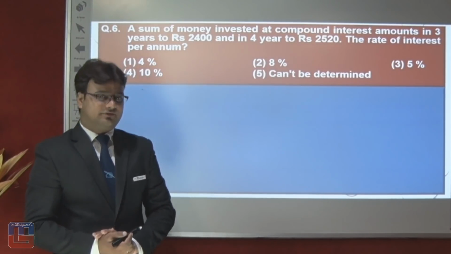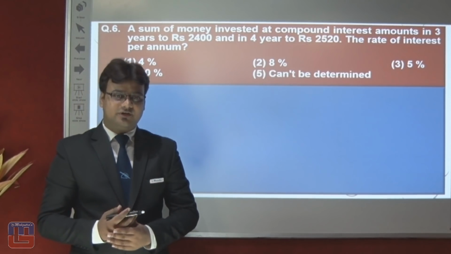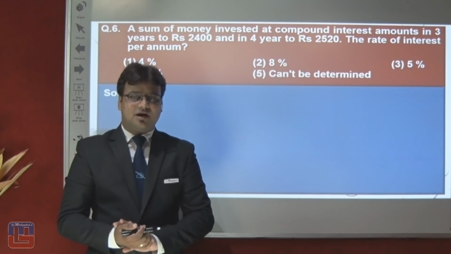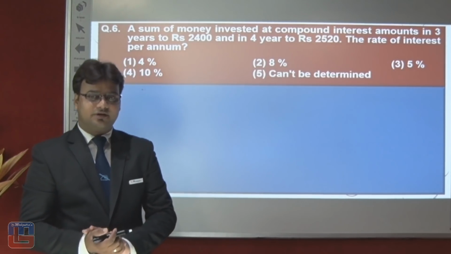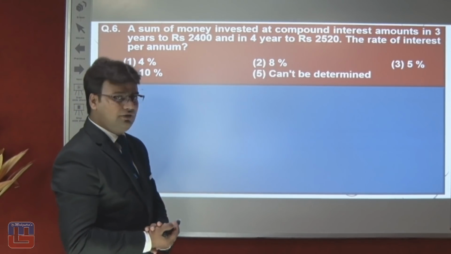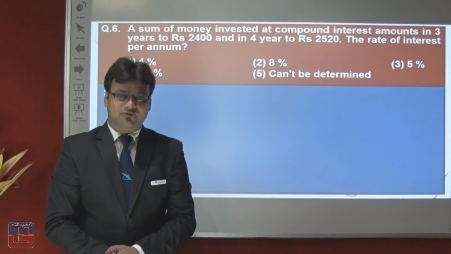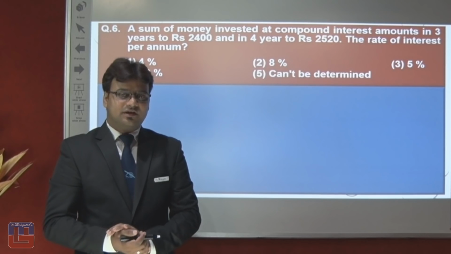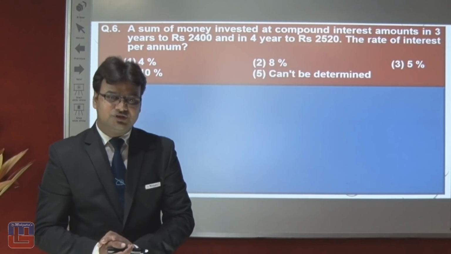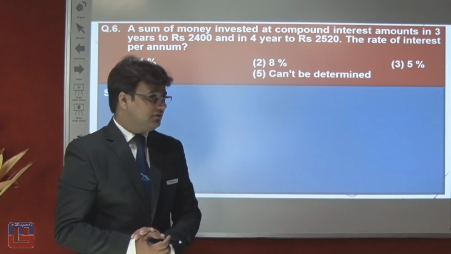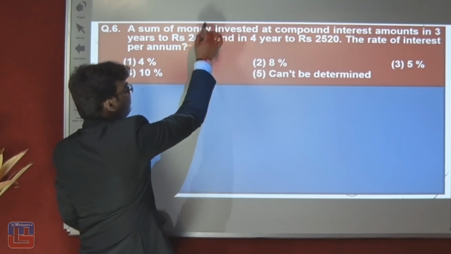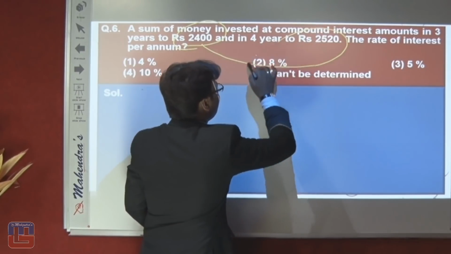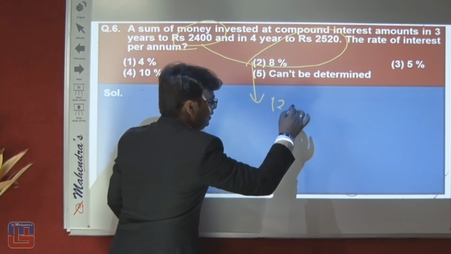This question is based on compound interest. A sum of money invested at compound interest amounts to rupees 2400 in 3 years, and in 4 years it becomes 2520. What is the rate of interest? The difference between both amounts is 120 rupees.